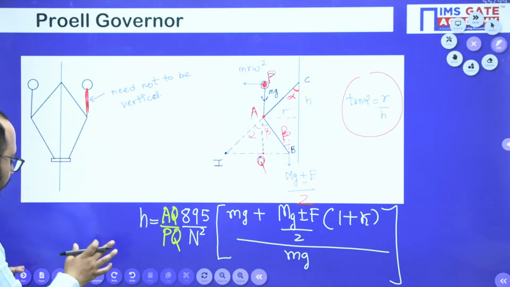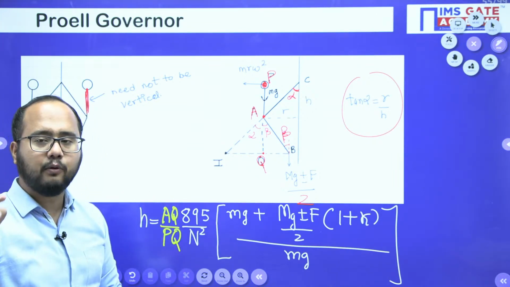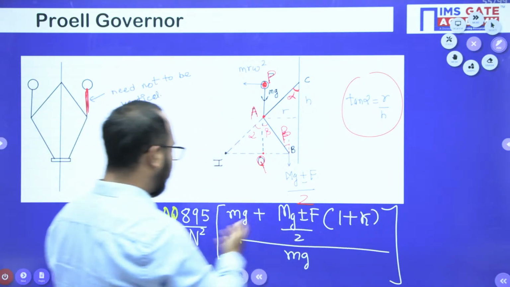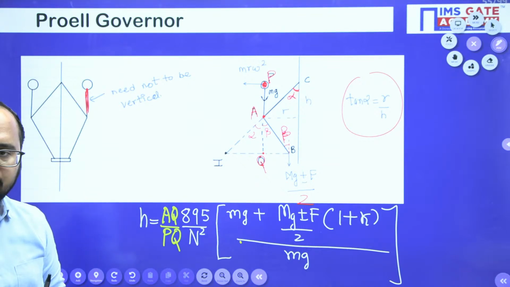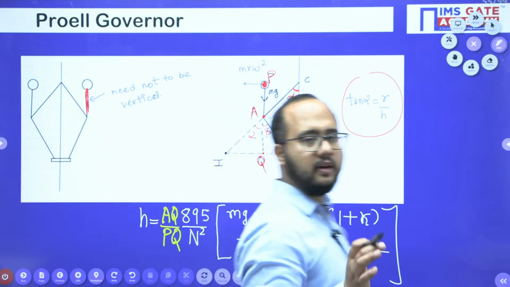So now if you see the formula, again this formula, if I remove AQ by PQ, you will get the Porter governor formula, right? If I remove this complete bracket here, you will get the Watt governor formula. Clear? Is this point clear, everyone?